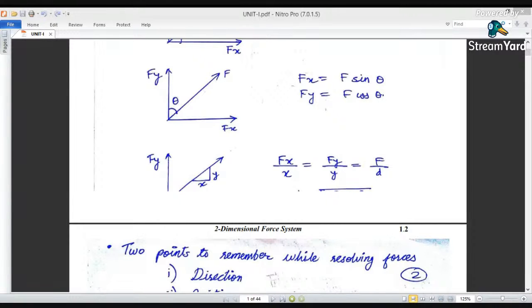So we have to find out this angle theta. By the concept of Fx, if we are considering this as Fx and this as Fy, then by the law of triangles, where the horizontal side is Fx and the other is x, Fx upon x is equal to Fy upon y, which is equal to F upon d. F is the force and d is the distance we are finding. In this way we can calculate it.